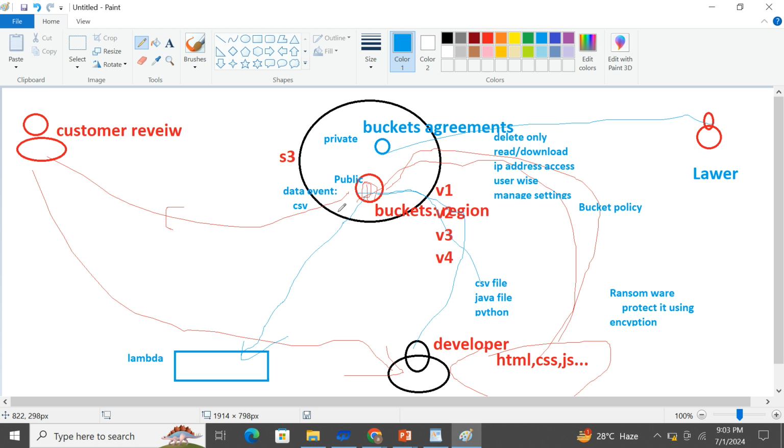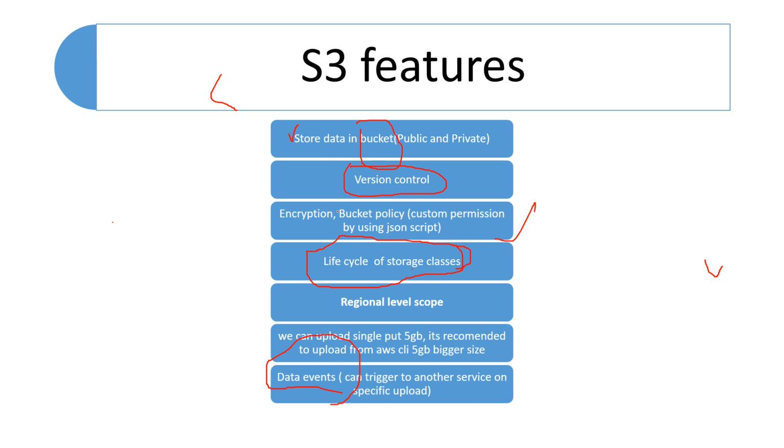But we don't know about Lambda right now. I'm just giving a hint why data event is going to be used. Is it clear?